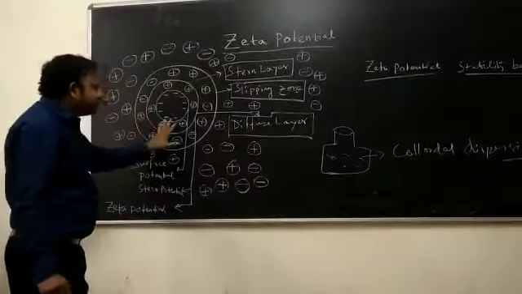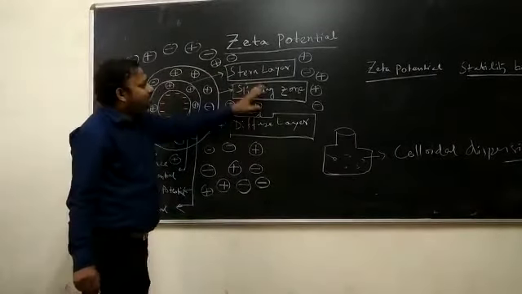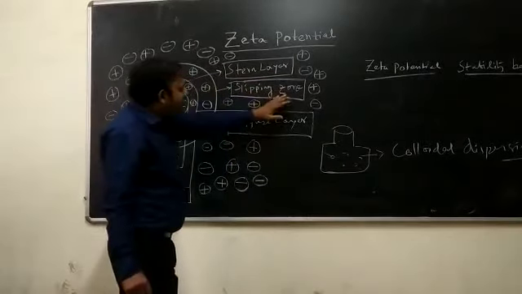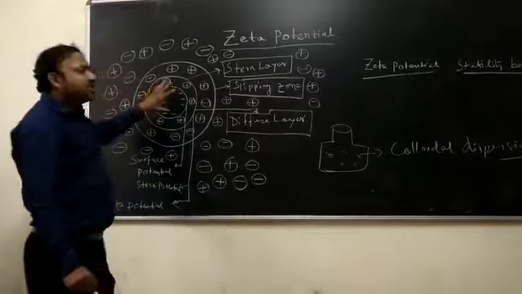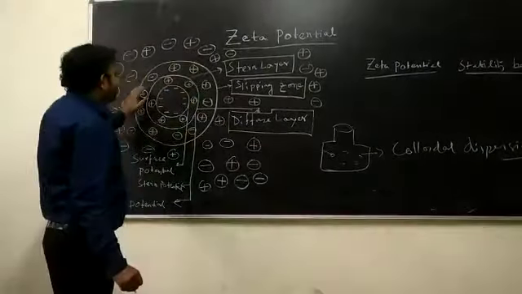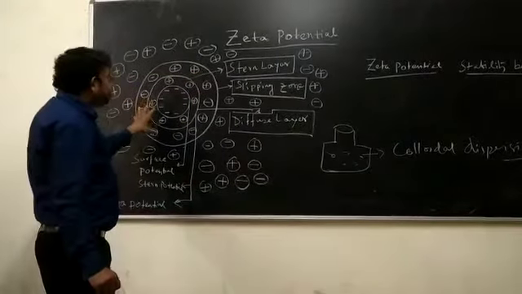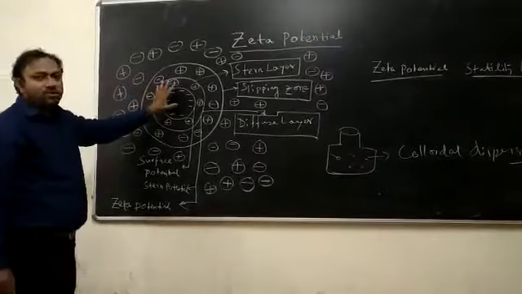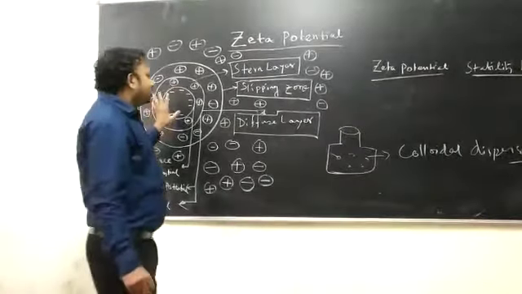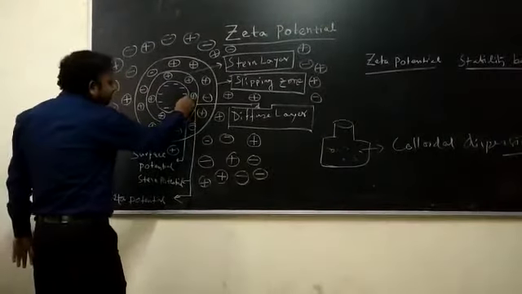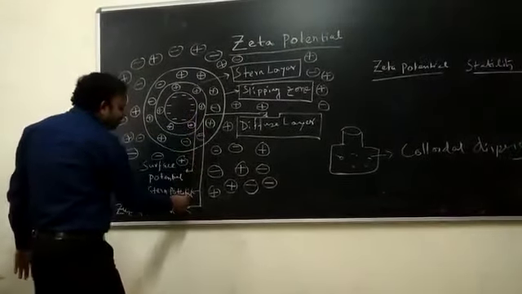In the case of the slipping zone, the charges beyond the slipping zone will not move with the colloidal particles, but the charges bound within the slipping zone will move with the colloidal particles. And here, the first layer is the actual surface with the Stern potential, and here is the zeta potential.